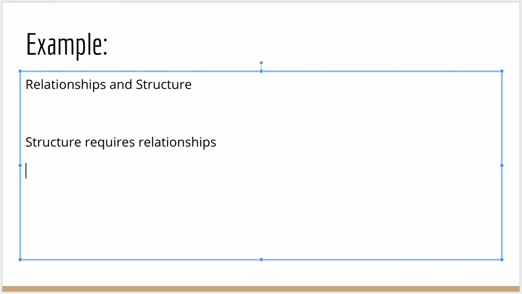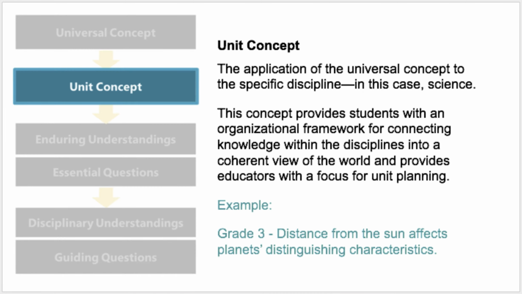So now let's think about the second step, building a unit concept. So this is the application of the universal concept to the specific discipline. So for the example on this slide, it's science. But for our example, we're talking about government and civics for second graders. So that overview at the top of the strand gave us a word that's going to be really important for this next step. And the word is democracy. A democracy is a certain structure that has and requires relationships.